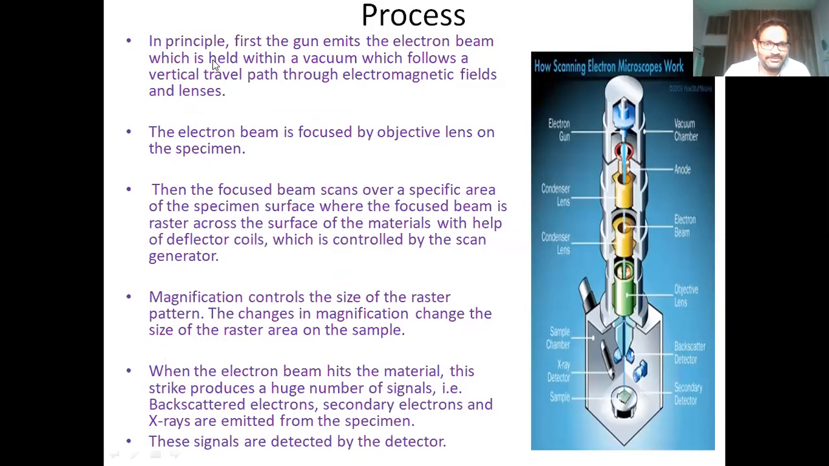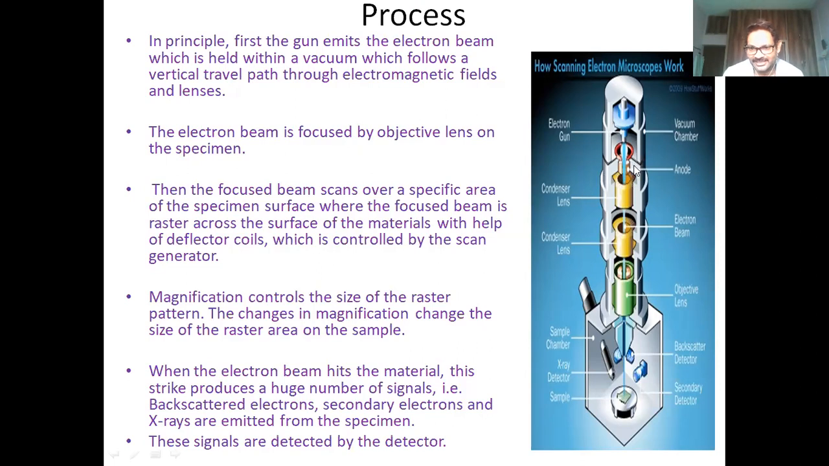So the process, how to do the working of this SEM. In principle, first the gun emits an electron beam, which is held within a vacuum, which follows a vertical travel path through electromagnetic fields and lenses. Condenser lens means the electromagnetic materials that will be placed here, they will direct the electron beam towards the sample in an orderly manner. The electron beam is focused by the objective lens on the specimen.